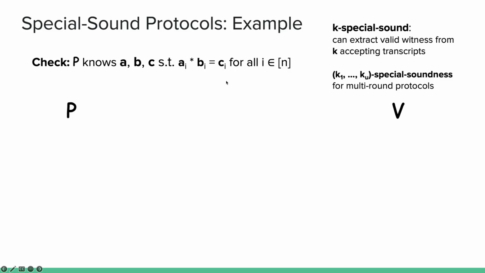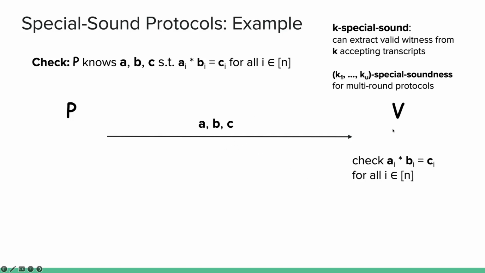So what kind of protocol can we use to prove it? There's one very straightforward but also naive protocol that actually works in this scenario. We just let the prover directly send the witness, the A, B, C vectors, and the verifier will directly check that these vectors are valid by checking all these n equations here. And it's trivial to see that it's actually a 1-special sound protocol, because every valid transcript is exactly one valid witness for the relation.